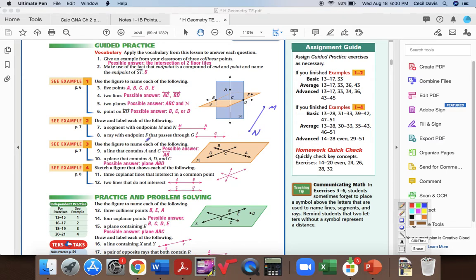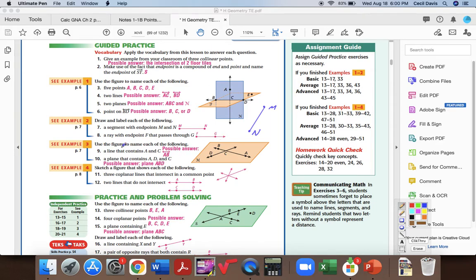A ray with endpoint F that passes through G, F has to be the endpoint, G has to be between that point and the arrow on the end. It doesn't matter where. It could be really close to F, it could be really far away from F. And again, there's nothing magical about it being horizontal. It doesn't have to be.